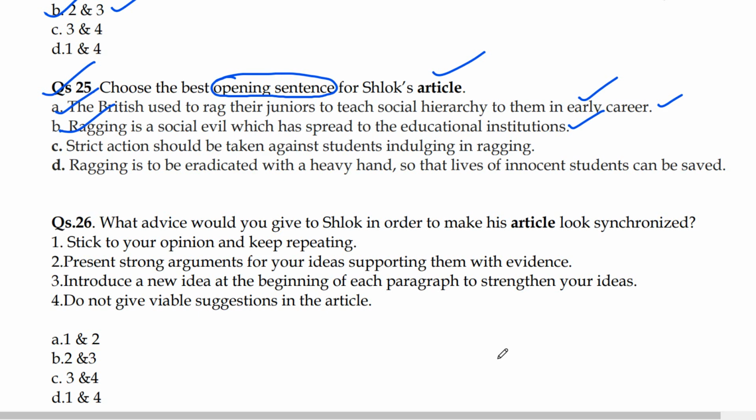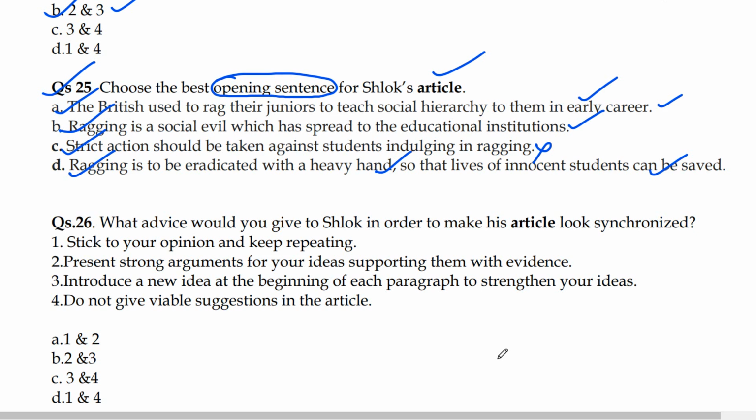Now let us check the other options. Strict action should be taken against students indulging in ragging. This is not an opening sentence because strict action should be taken against students indulging in ragging. That we use only at the end of this article to give strong suggestions. Look at the last one. Ragging is to be eradicated with a heavy hand so that lives of innocent students can be saved.